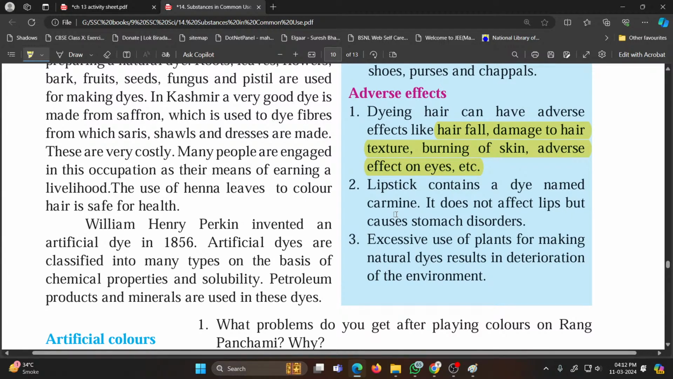Lipstick contains a dye named carmine. It does not affect lips but can cause stomach disorders. Excessive use of plants for making natural dyes results in the deterioration of environment. So these are some adverse effects: hair fall, skin burning, adverse effect on eyes, stomach disorder due to carmine. Then excessive use of natural dyes can result into the deterioration of environment.